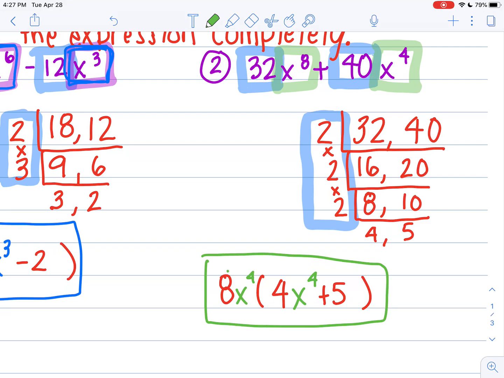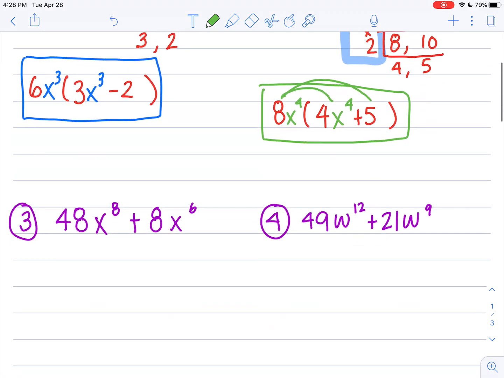Like I said, you can multiply to check, so 8 times 4 is 32. Oh my gosh, it keeps making a straight line. And then x to the fourth times x to the fourth, add, so it's x to the eighth, and then 8 times 5 is 40, and then x to the fourth, because we don't have any x's to combine over here, x to the 5.